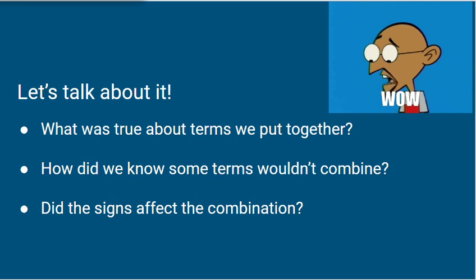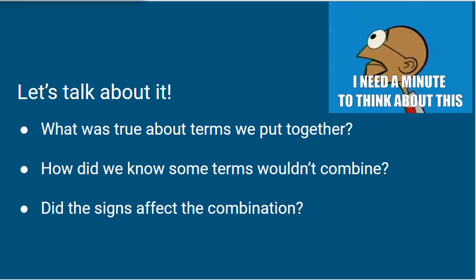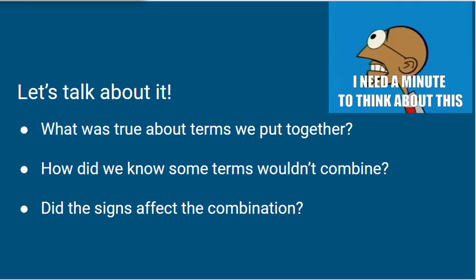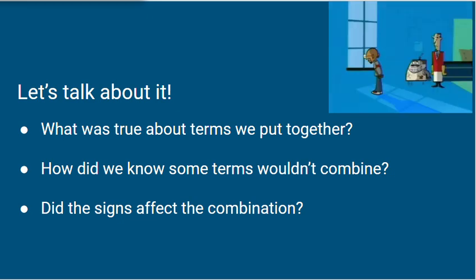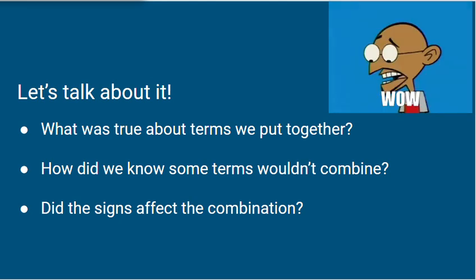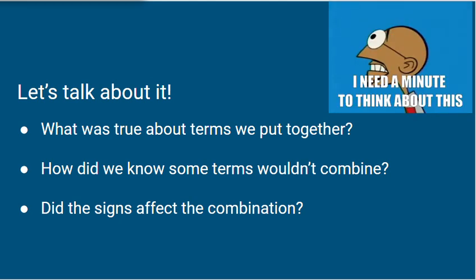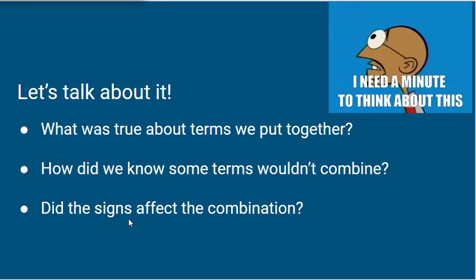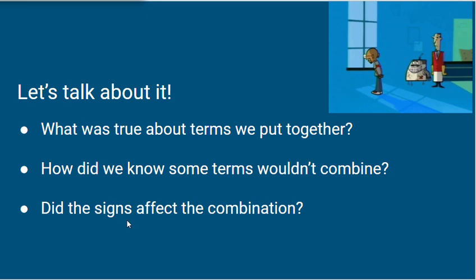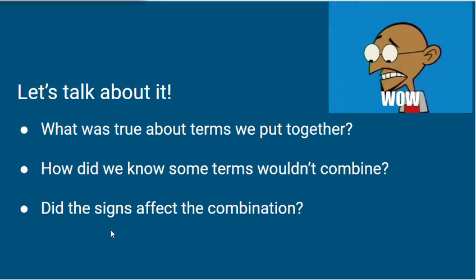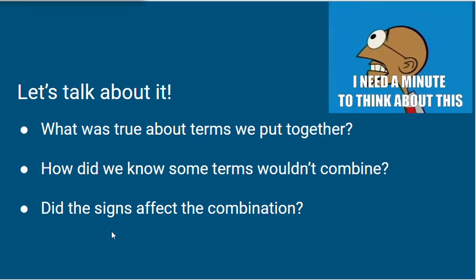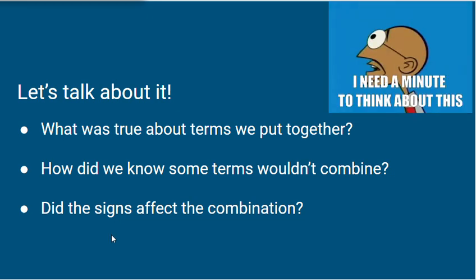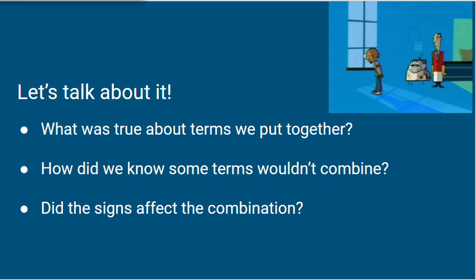So what was true about everything we put together? Yeah, they all had the same variable, or they were constants and didn't have any variables. How do we know some terms wouldn't combine? If they didn't have the same variables. If they had the same variables, they were good to go. Did the signs affect the combination? In other words, if it was added or subtracted, did that make a difference? Yeah, the things that were added, we had to add to the other parts, and if there was a subtraction sign in front of it, we had to actually subtract it off. We'll talk more about how that works in the next unit.